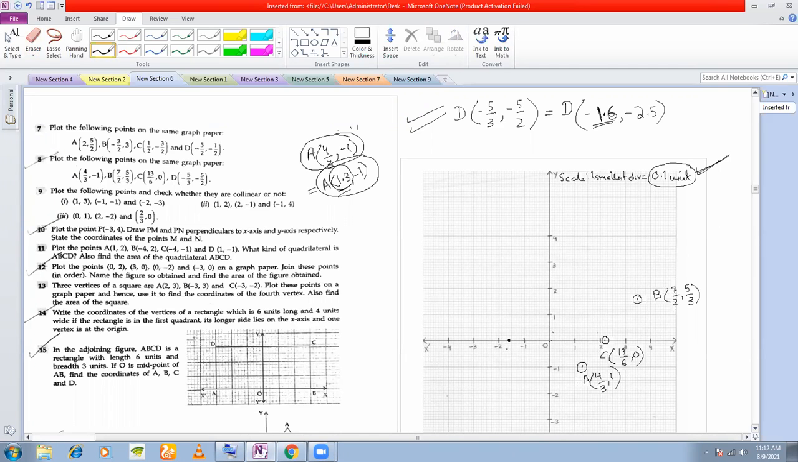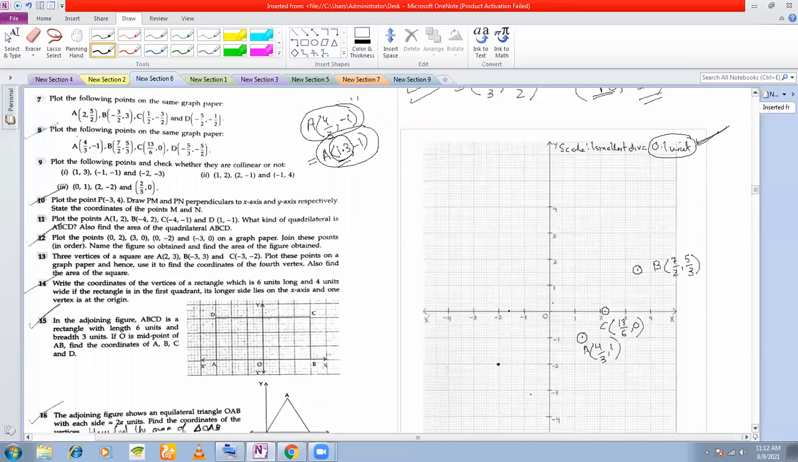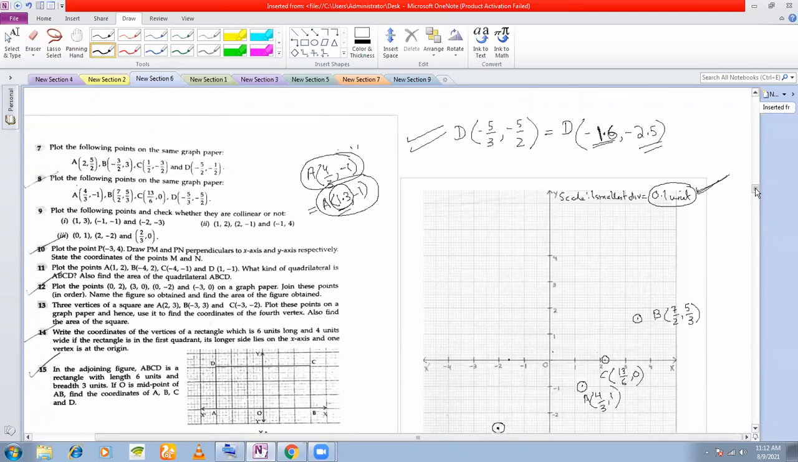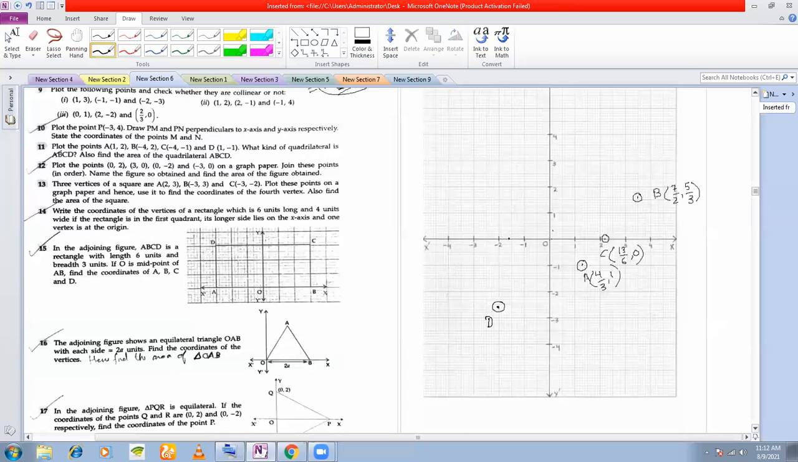Now we want to move 2.5, but in the negative direction of y. Which one is the negative direction of y? This one. So we start moving vertically downwards, right? How many units do we have to move here? 2.5. So first move down, we reach 2 here, right? And 0.5 will lie somewhere in between minus 2 and minus 3. So this is my required point. We mark this point as D (-5/3, -5/2).